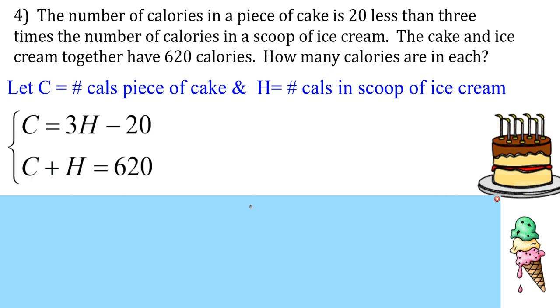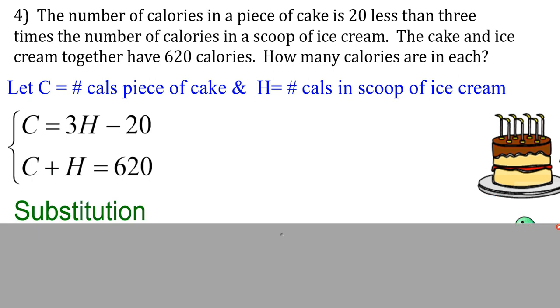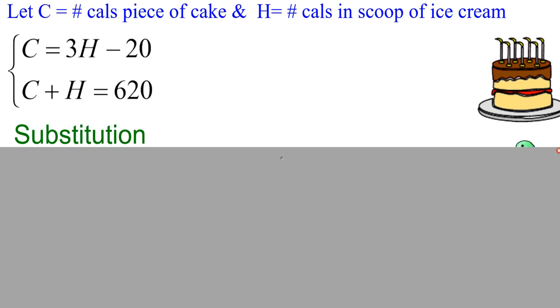Again, looking at this, what would be the best method? Like we said in our previous example, graphing would not be best for this because it would take a lot of work to put them into graphing format. So would substitution or elimination be better? Well, by looking at our equations, we can see that we have a variable isolated already, C. So if I know what C is, I could take that and substitute it into the other equation. So substitution would be perfect for this situation.